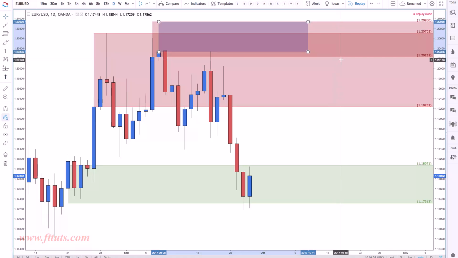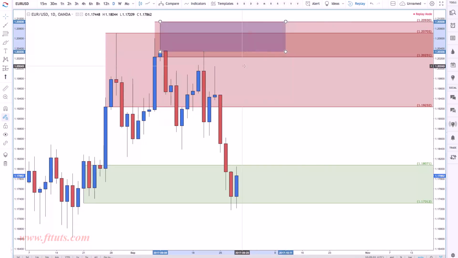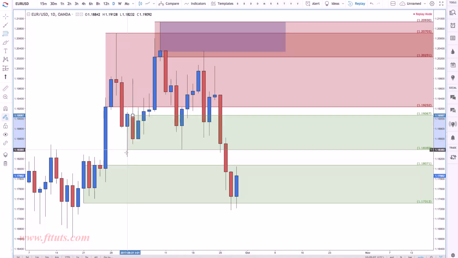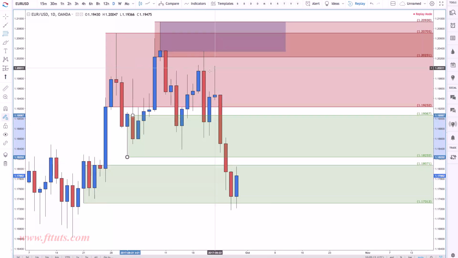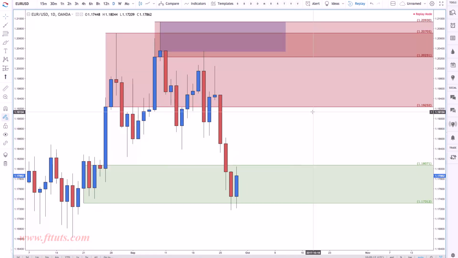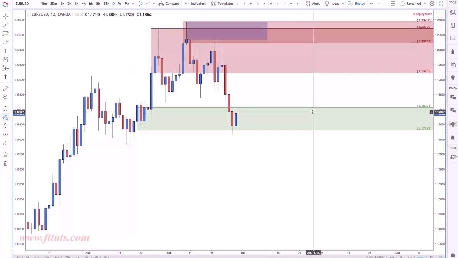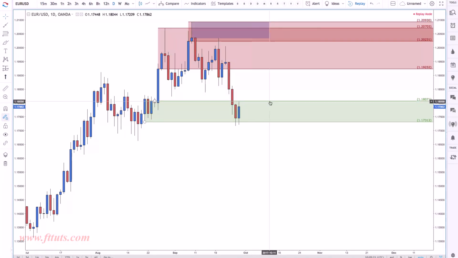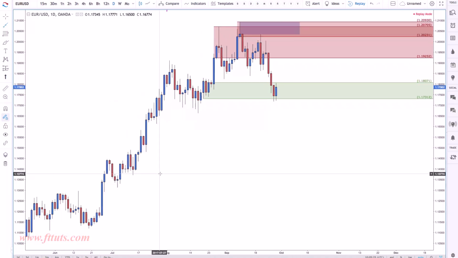And then we have supply taking out demand. So again, this was the first level of demand. It didn't take it out, and then it took it out here. So around here there was some supply, right? And then I was looking for a trend line break to see if I could see any kind of break on the trend line.